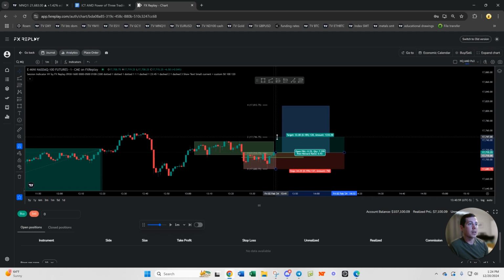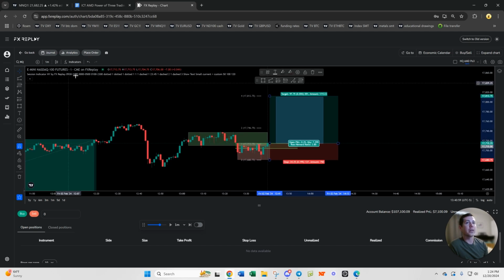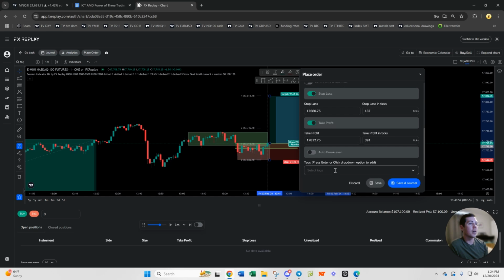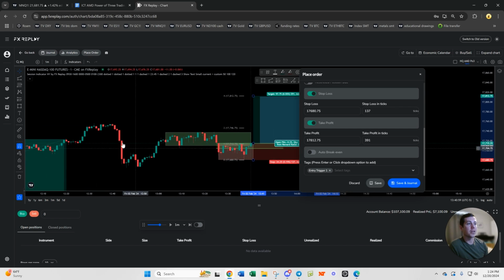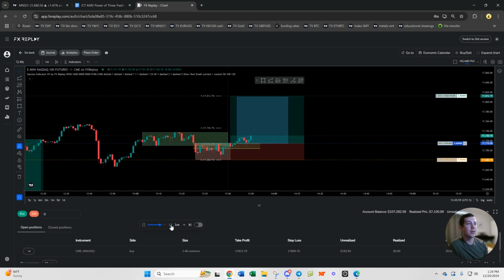What do we get? We only have 0.91 at this 2 standard deviations, so I'm going to have to target the 4 standard deviations for this one. So I'll place the order here, place order. We're going to be using a buy limit again. And this looks like continuation again. We've been in an uptrend for most of this session, so we're going to be looking for entry trigger 1 and continuation. So let's see how this one plays out.